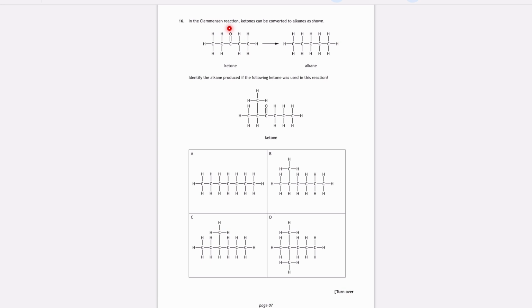So they remove the double bond O and add hydrogens, would be my description to them. So that's exactly what we do here. We remove this double carbon to oxygen bond and put hydrogens instead. So that would give us molecule B. And that is our answer.